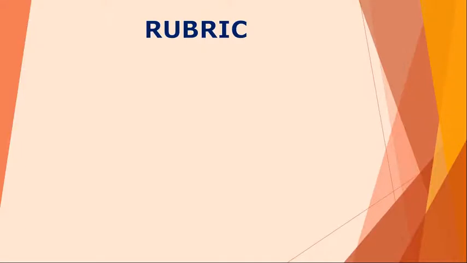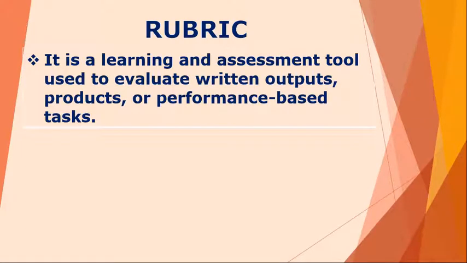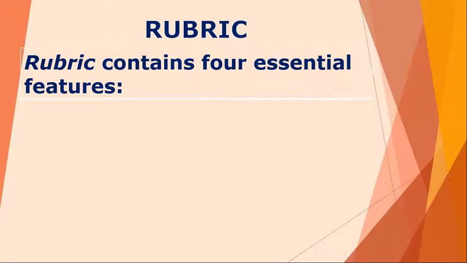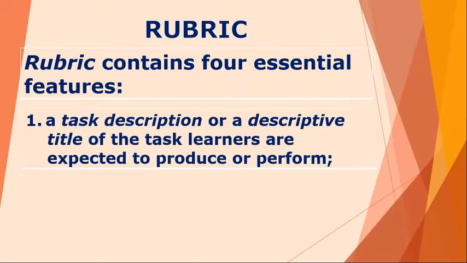What is a rubric? It is a learning and assessment tool used to evaluate written outputs, products, or performance-based tasks. Also, it is a scoring guide that articulates the expectations and describes the level of quality expected from our learners. A rubric contains 4 essential features. Number 1, we have task description, or a descriptive title of the task learners are expected to produce or to perform. Task description.